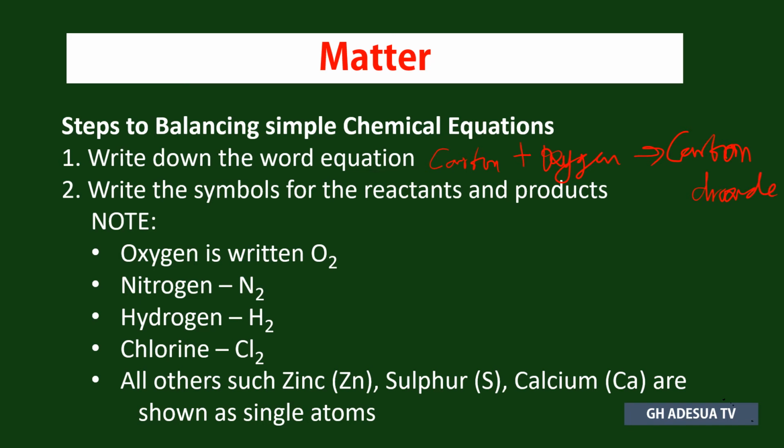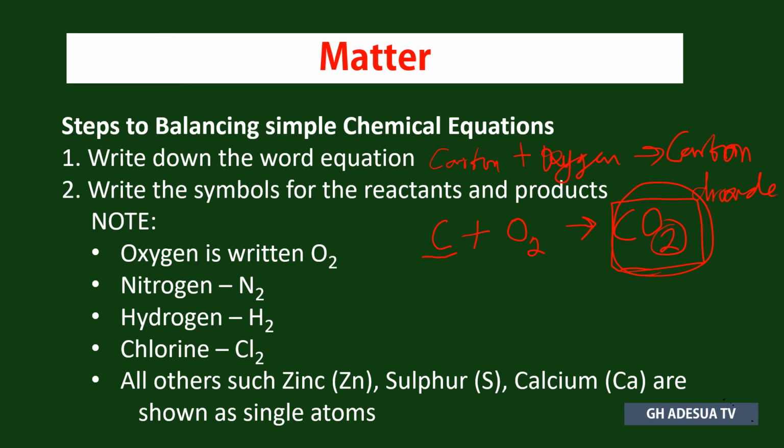Then your next thing is to write the symbols for the reactants and products. So for example, carbon is C plus oxygen is O, but write O2, and I'll explain to you why. And then it will form carbon dioxide. Dioxide means two oxides. Now this outcome you can get by looking at the binary compounds we did earlier, looking at the valency and all that. It will help you find this one. So even if you don't know, you can determine that.